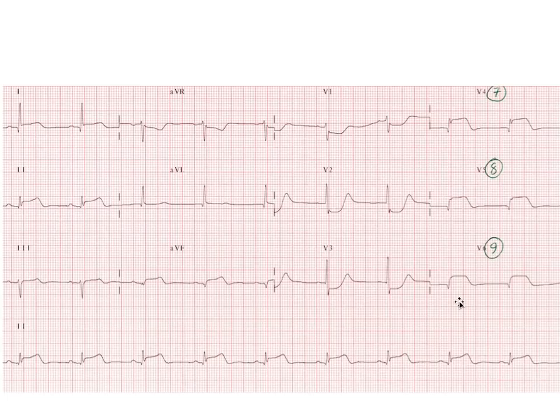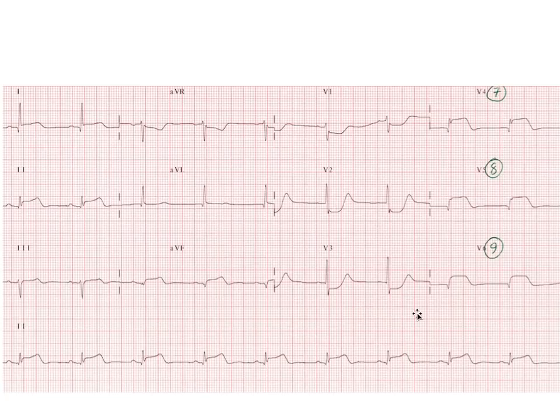So if you can kind of imagine, if you take this and you flip it over, it's going to look like that. If you take this one and you flip it over, it looks like that. And if you take V3 and you flip it over, it looks like this. So this is documenting that, hey, we're having a posterior MI. This is important. We need to call the cath lab.